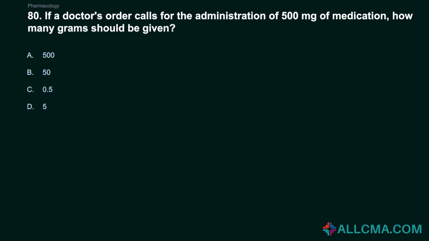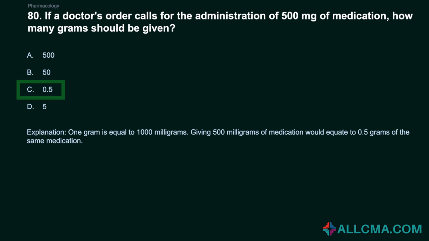80. If a doctor's order calls for the administration of 500 mg of medication, how many grams should be given? A. 500. B. 50. C. 0.5. D. 5. Correct answer: C. 0.5. 1 gram is equal to 1000 milligrams. Giving 500 milligrams of medication would equate to 0.5 grams of the same medication.